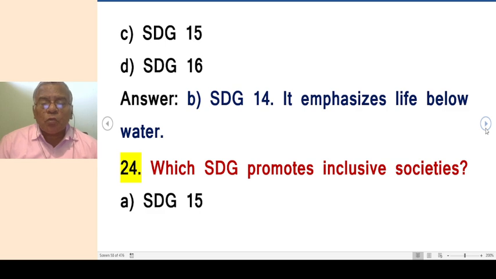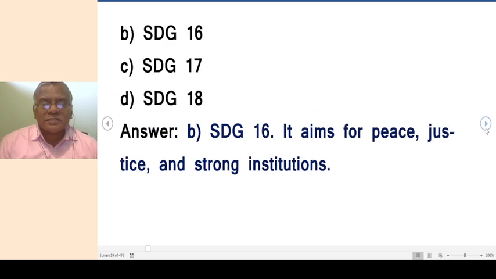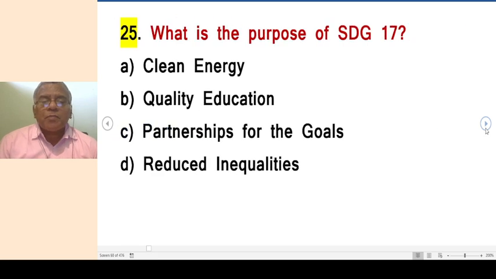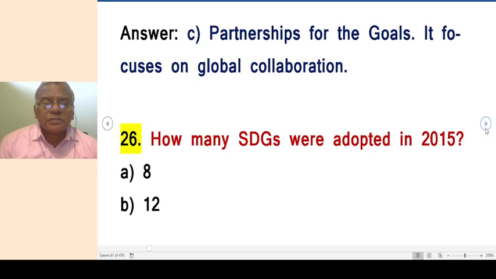Which SDG promotes inclusive societies among the four? That is SDG 16. So SDG 16 aims for peace, justice and strong institutions. What is the purpose of SDG 17 out of these four? Which is the right one? That is partnerships for the goals. It focuses on global collaboration.